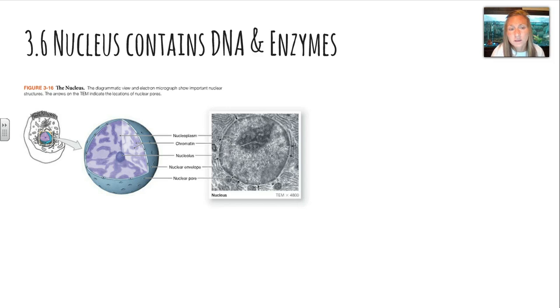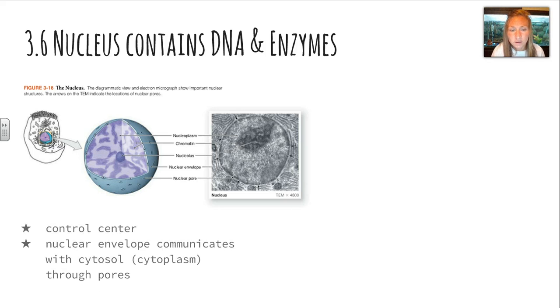Now, 3.6 focuses on the nucleus and how it contains DNA and enzymes to help the cell do a variety of functions. So the nucleus itself is surrounded by a nuclear membrane. There's a nucleolus in the center that also helps make those ribosomes. And then you also have some nucleoplasm, which is just like cytoplasm for the entire cell, but now we have that fluid inside the nucleus that's suspending the nucleolus and other structures.